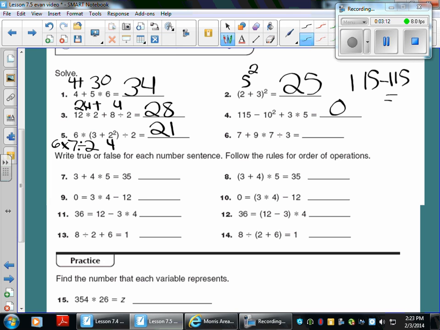From that problem, I just went left to right. Multiplication and division are on the same level in order of operations. So in that case, just read it left to right. 6 times 7 is 42. Divided by 2 gives me an answer of 21.